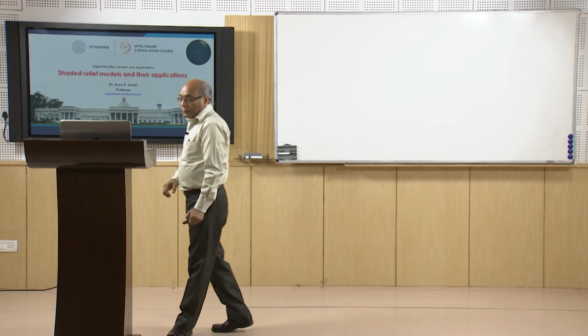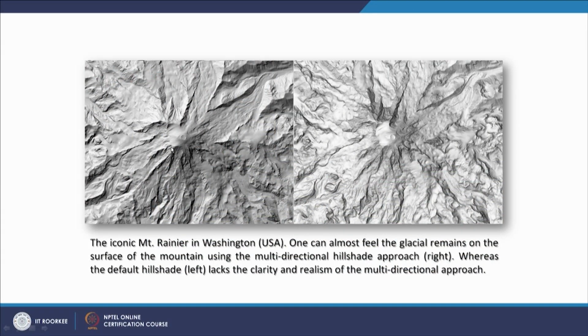Another example of this multidirectional and single directional hillshade can be seen for Mount Rainier in Washington, and this is what we see here, that many details about the terrain can now be seen in multidirectional hillshade as compared to single directional or unidirectional hillshading.